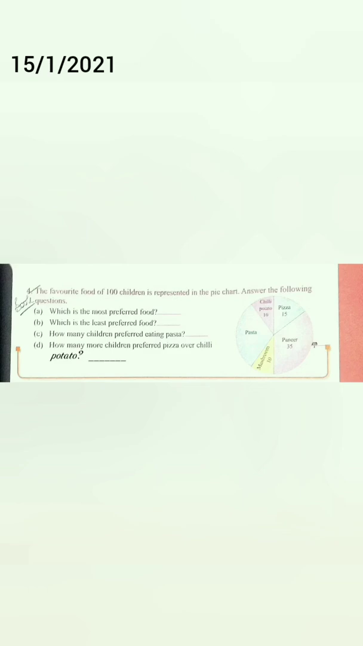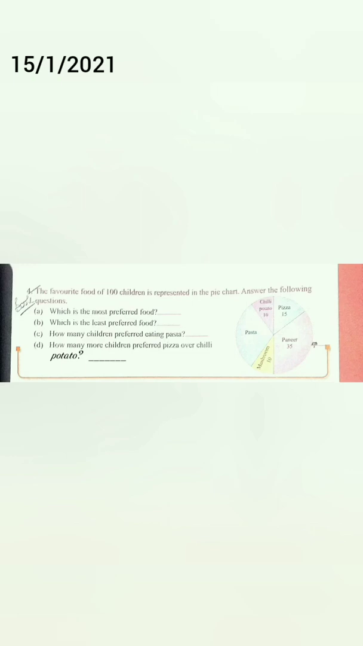Now part C is how many children preferred eating pasta. According to the pie chart, the number of children who liked pasta has not been mentioned. So now we will learn how we can find the number of children who liked pasta by using the given information. For finding it, first we will add the number of children who liked chili potato, pizza, paneer and mushroom, and then we will subtract the sum from the total number of children.